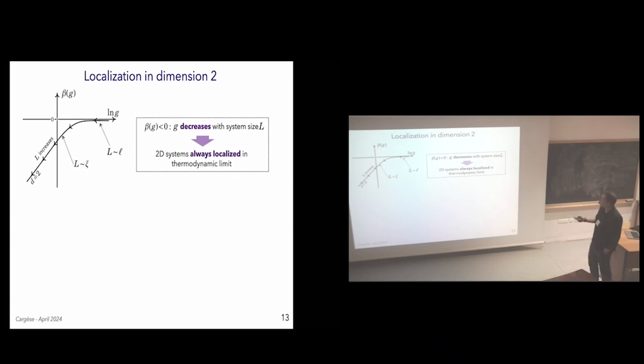So in dimension 2, you see the beta function is always negative. Okay? So if it's negative, the dimensionless conductance decreases with the system size. In other words, you take a 2D piece of disordered system, you increase the system size. At some point, g will be below 1. Thouless criterion, the system will be localized. In other words, a sufficiently large 2D system, according to this scaling theory, is always localized, inevitably localized in the thermodynamic limit.